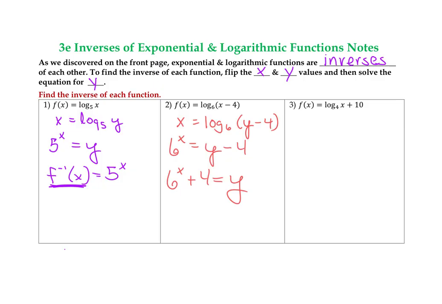Okay, the next one, notice there's no parentheses, so it's going to be done a little bit differently than number 2. So x equals log base 6 of y plus 10. I'm going to subtract that 10 first and get x minus 10 equals log base 6 of y. Now let's convert it. So log base 6 becomes exponent base of 6 to the x minus 10 equals y, and there's its inverse.